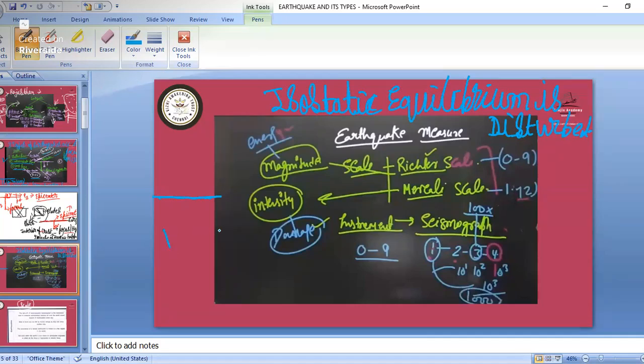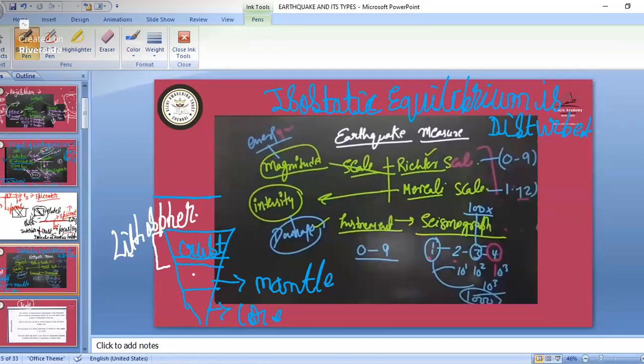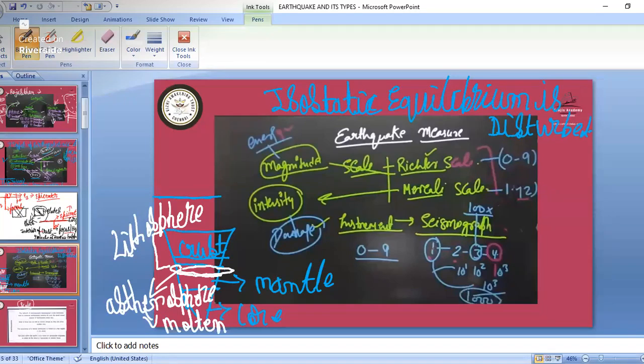When we studied the interior of the Earth, we saw this is the crust, then some upper part of the mantle, this is the mantle, and this is the core. From the crust to the upper mantle, we have the lithosphere. Below that we have the asthenosphere, which we studied is in a molten state. The lithosphere is gliding on this asthenosphere.